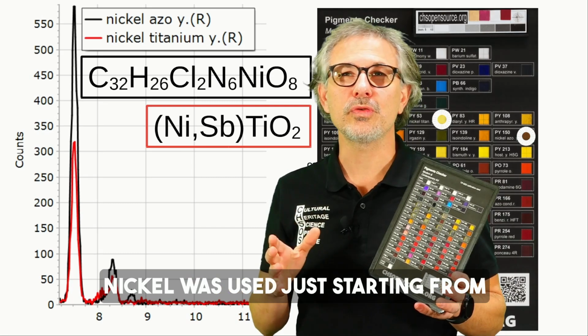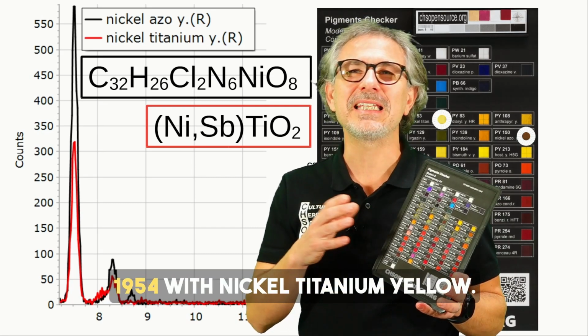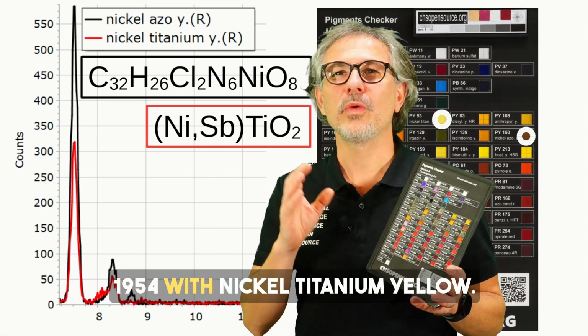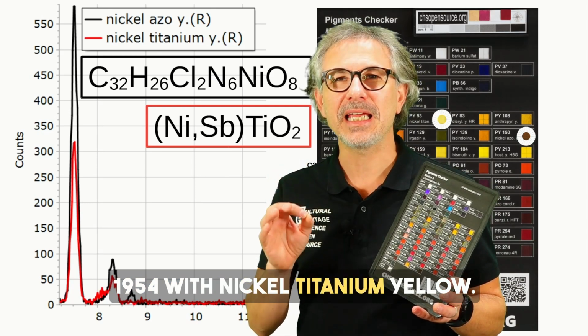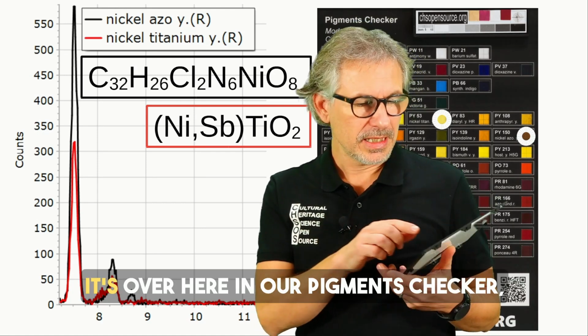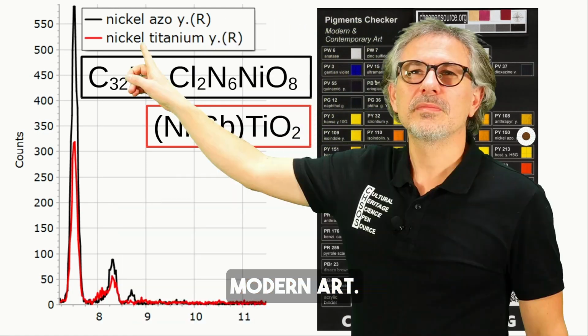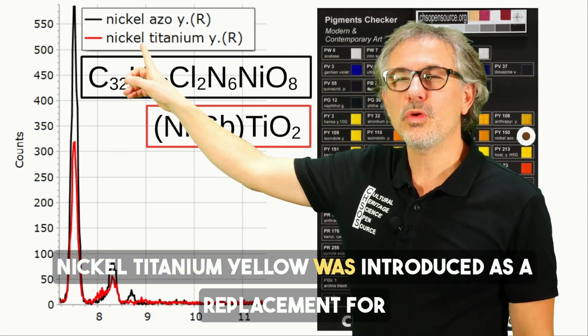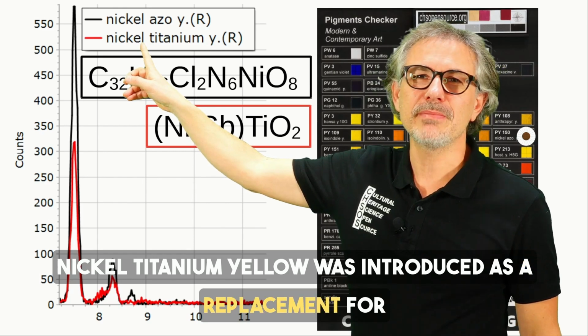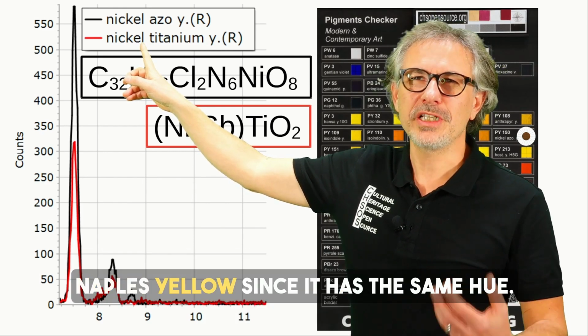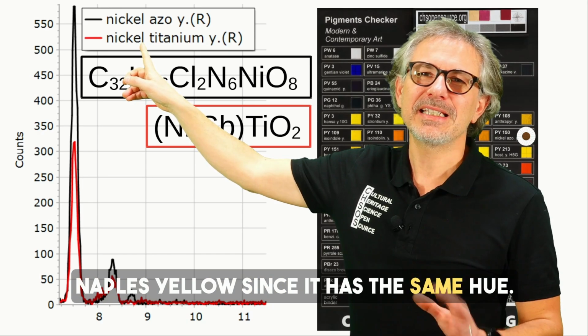Nickel was used starting from 1954 with nickel titanium yellow. It's over here in our pigment checker modern art. Nickel titanium yellow was introduced as a replacement for Naples yellows since it has the same hue.